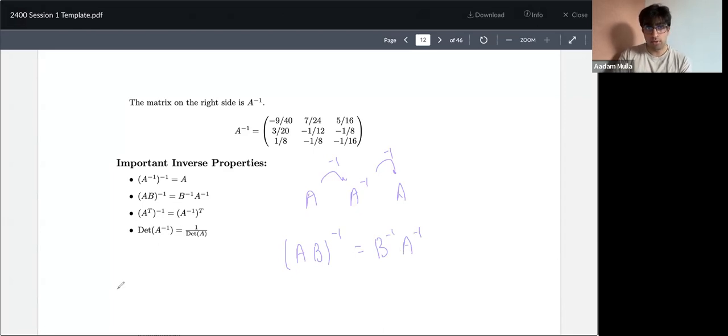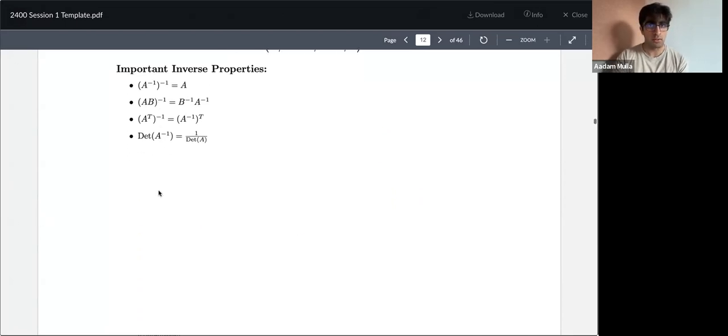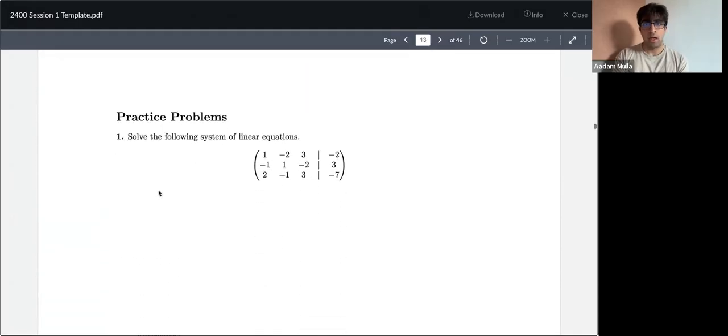Here are two more important ones. A transpose inverse equals A inverse transpose. So if I take the transpose of A and then the inverse of that, versus taking A inverse and then the transpose of that, those are equivalent. The last one is that the determinant of A inverse is equal to 1 over the determinant of A. We haven't talked about the determinant yet, but I'm sure a lot of you know what it is. These are some properties to keep in mind. They'll help solve problems in the future.